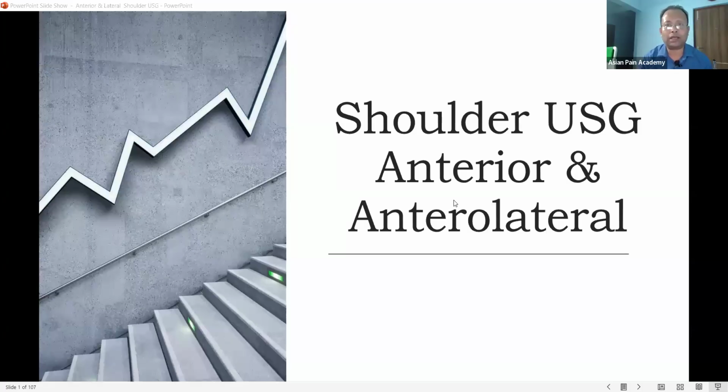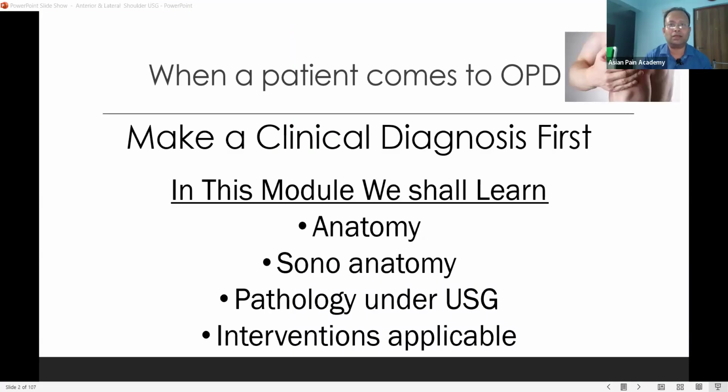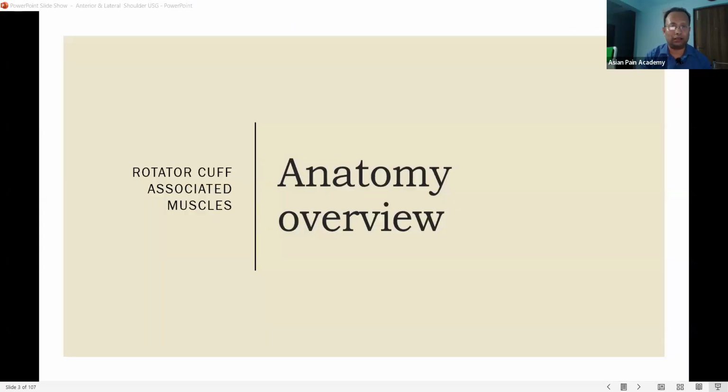Okay, so here first, when a patient comes to us, first make a diagnosis. So in this module we should learn anatomy, then we will go to sonoanatomy, then pathology under USG, what pathologies are important for us, then interventions which are applicable.